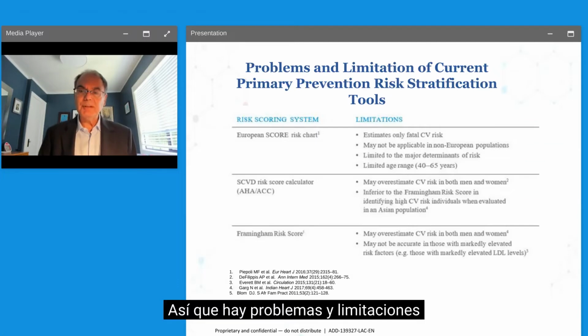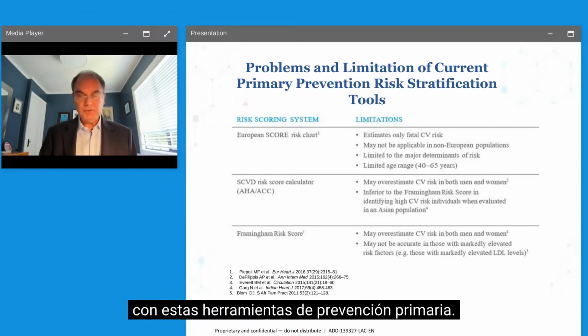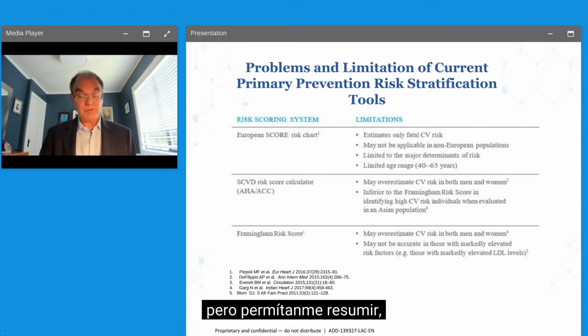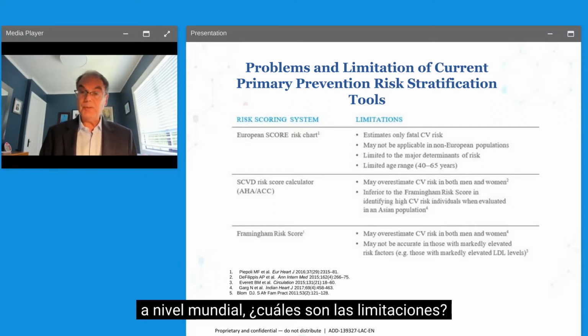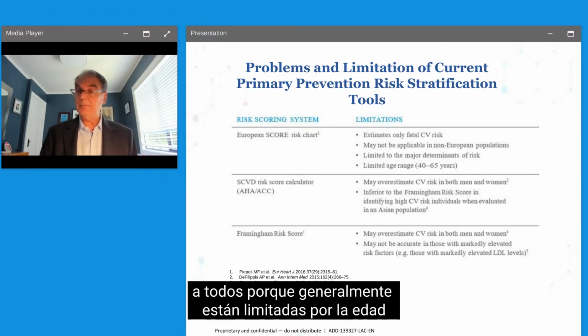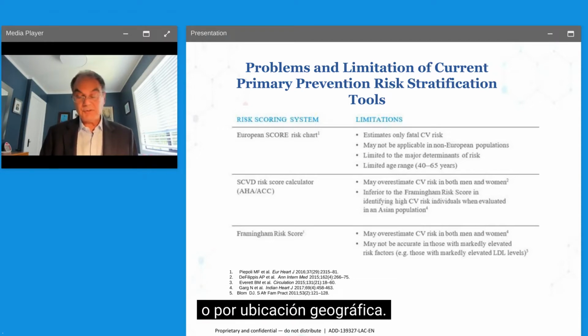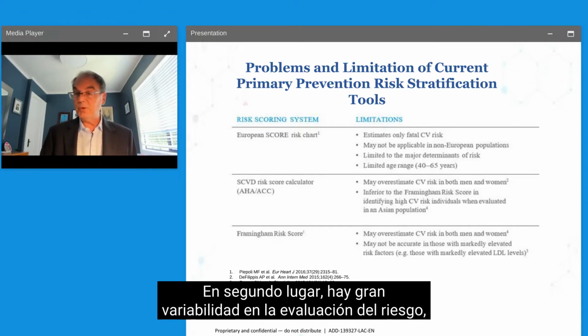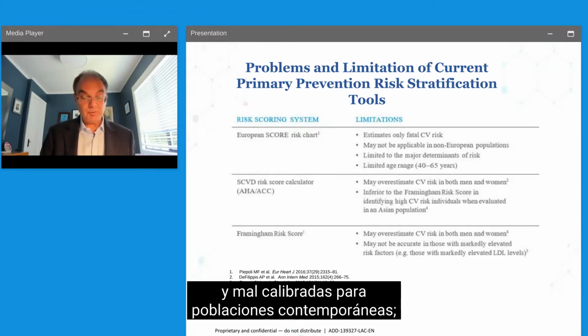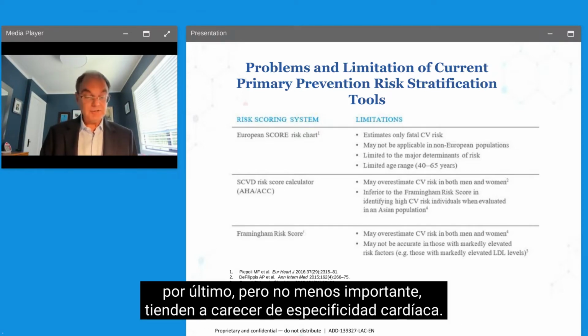So there are problems and limitations with these primary prevention tools. We know that these tools are suboptimal. Each of the scoring systems have specific limitations that are shown in the slide. But let me just summarize globally what the limitations are. Number one, these tools are not applicable to everyone because they're usually limited by age or by geographic location. Secondly, there's great variability in risk assessment, whether you use one or the other. Third, they tend to be outdated and poorly calibrated to contemporary populations. And last but not least, they tend to lack cardiac specificity.